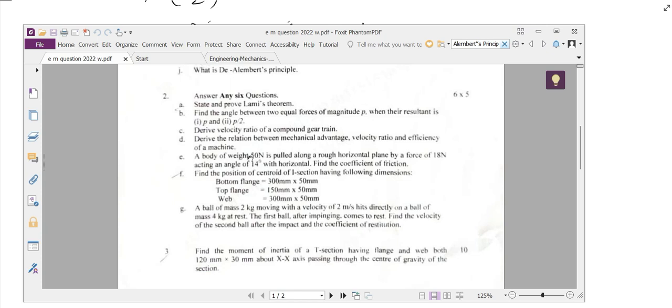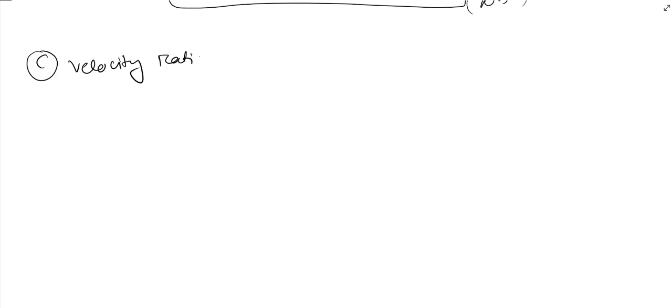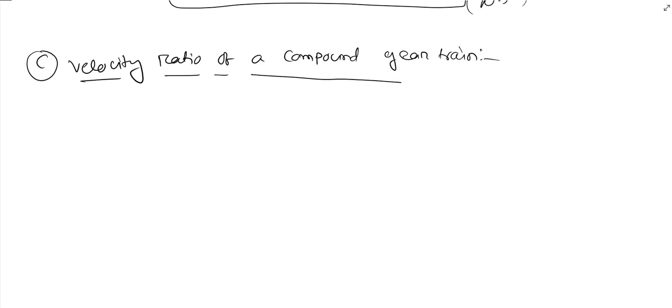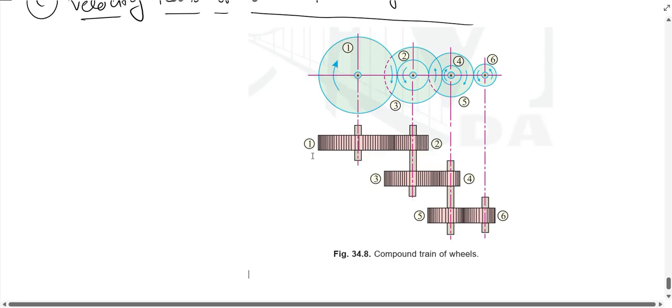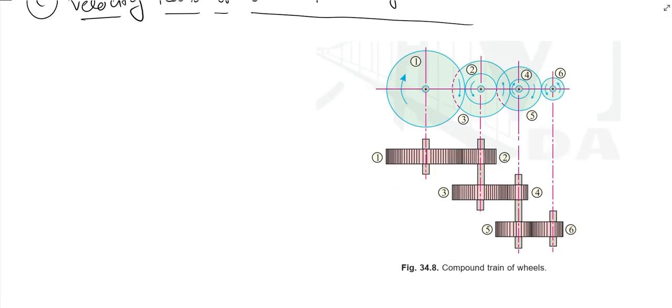Derive velocity ratio for a compound gear train. Velocity ratio of a compound gear train. Let me take the diagram from the book, R.S. Khurmi. So this is nothing but a compound gear train.